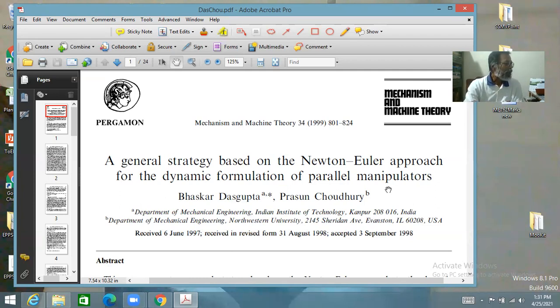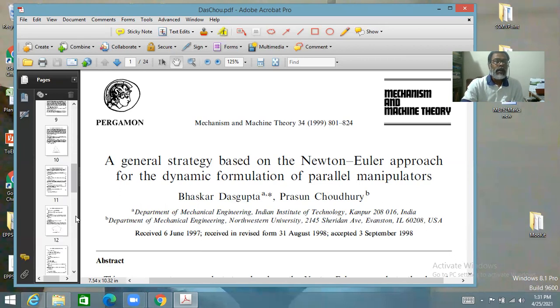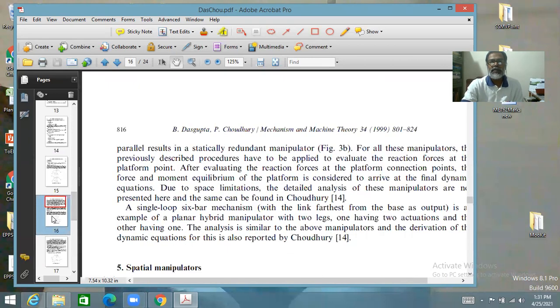Okay. So I should show you how parallel manipulators look and how they differ from serial manipulators. So I'll jump to page 16 to show you the picture of the most famous and most typical parallel manipulator.